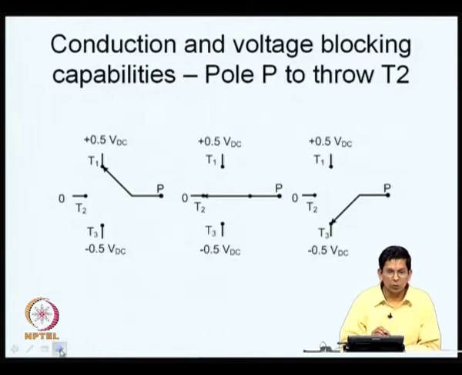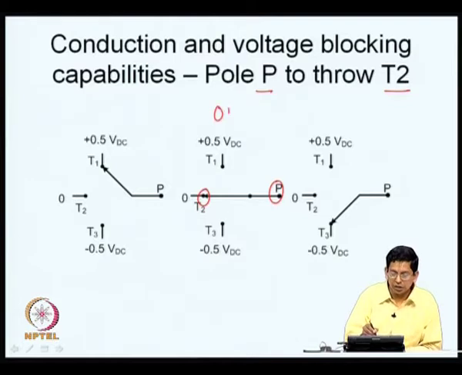We are still only inching our way towards the overall realization. Let us look at the conduction and voltage blocking capabilities between pole P and throw T2. Pole P is connected to throw T2 here. This is the on state, whereas it is open. P and T2 are open here also. So, these two are actually off states.